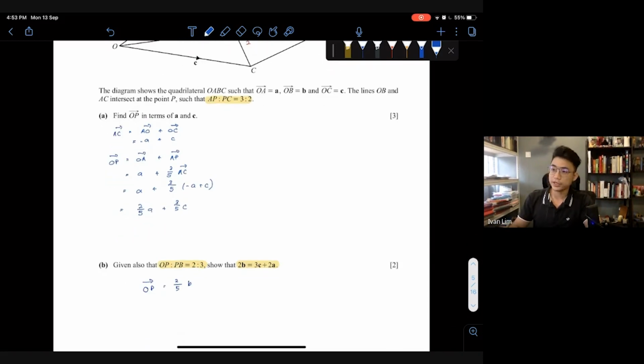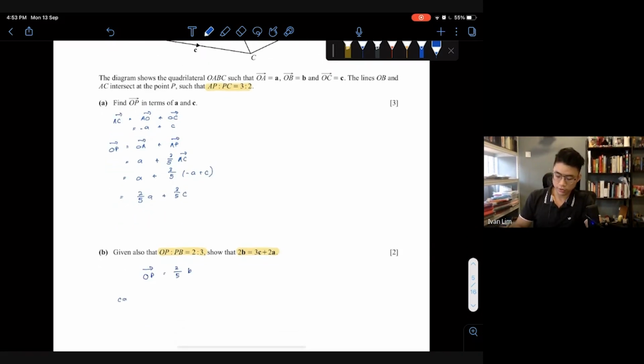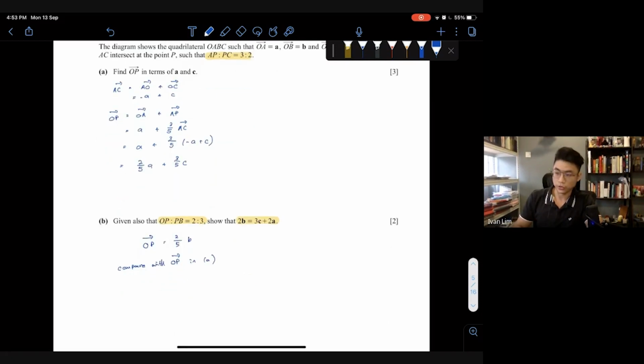So now that we got this, we compare with the OP that we found in A and C. So we can write 2 over 5B equals 2 over 5A plus 3 over 5C. Multiply the whole equation by 5, you get 2B equals 2A plus 3C. 2-mark question.